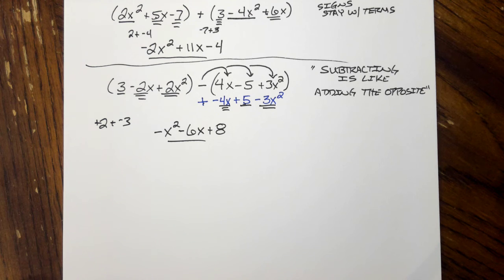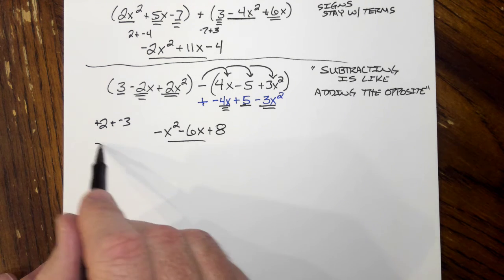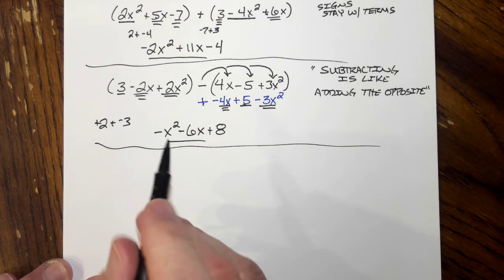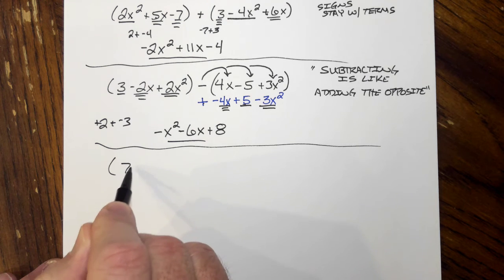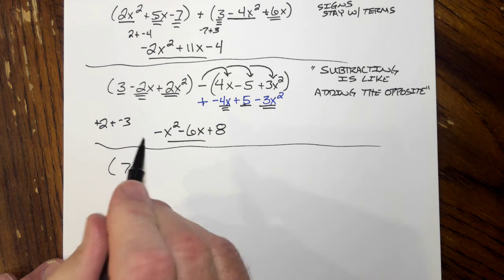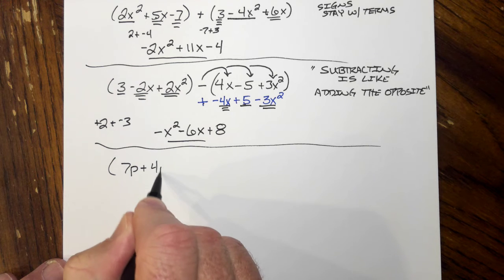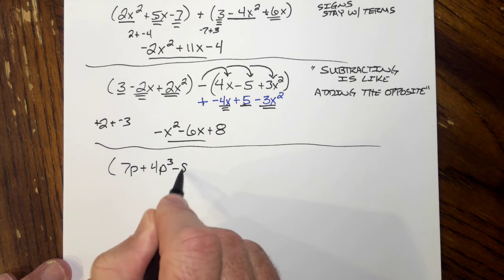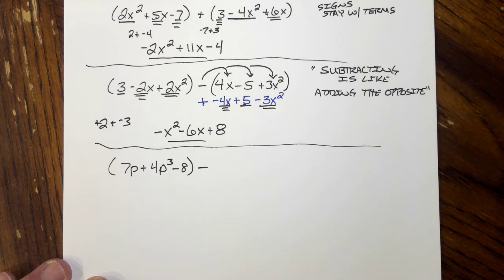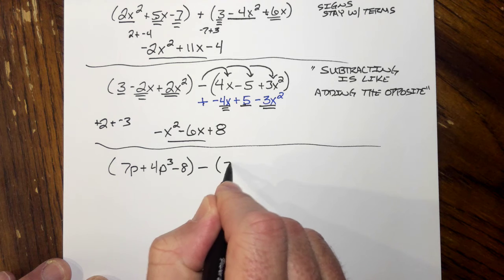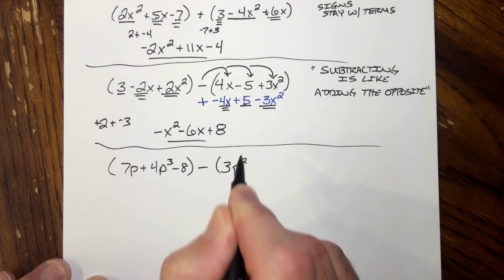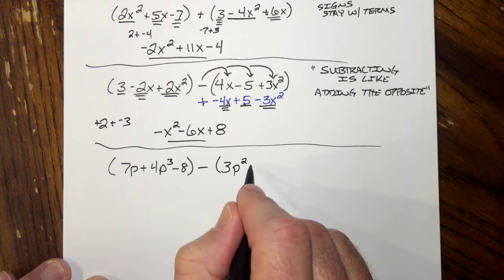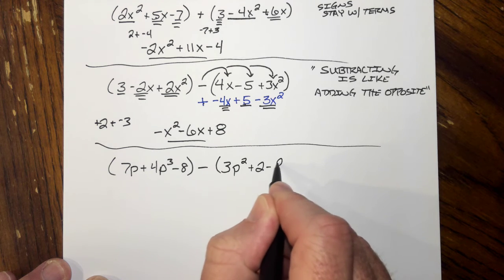We'll try one more example to work through here. This time we will go with quantity of 7p plus 4p cubed, and then minus 8. Is this in standard form? You should know. Subtract from it the quantity of 3p squared plus 2 minus 9p.